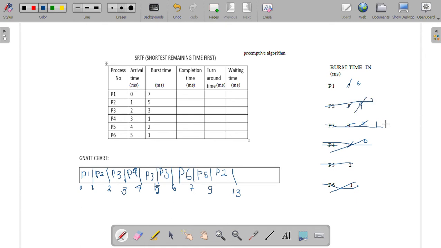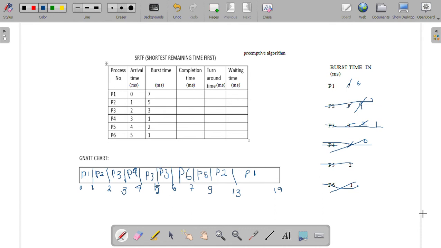Now only one process is left, that is P1, which has 6 millisecond burst time. So now P1 will be scheduled for 13 to 19 millisecond. Okay, so this is our final Gantt chart.